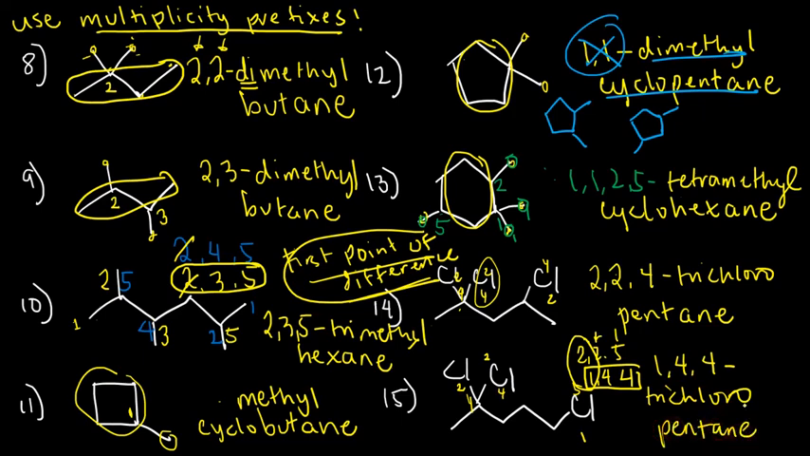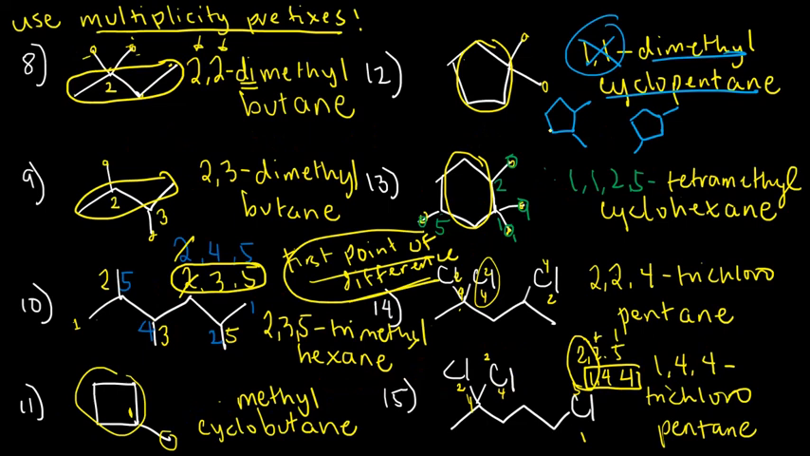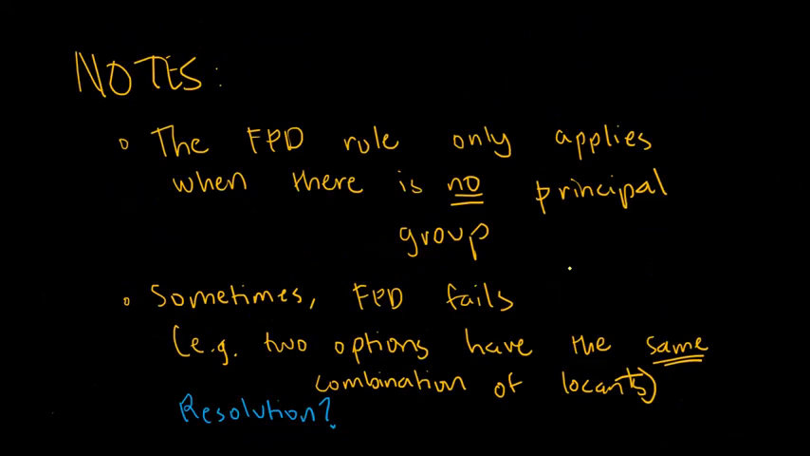Many people teach the lowest sum rule, whatever that is, because it's easy to teach. But the apparent thing is there's no lowest sum rule in the rule book, in the blue book of the IUPAC. Notes: the first point of difference rule only applies when there is no principal group. Notice there's no OH, aldehyde, carboxylic acid, ketone, all of those are principal. So that's the only time we can apply the first point of difference. When there's a principal group, things are much more jumbled up. It's a little more difficult. And sometimes the first point of difference fails.